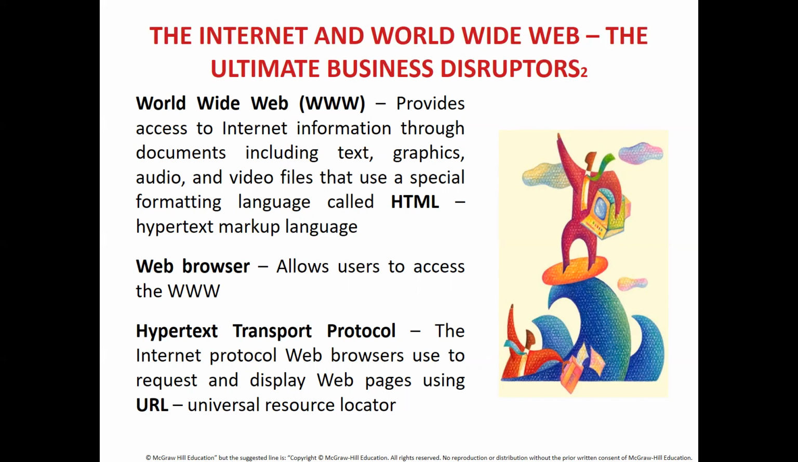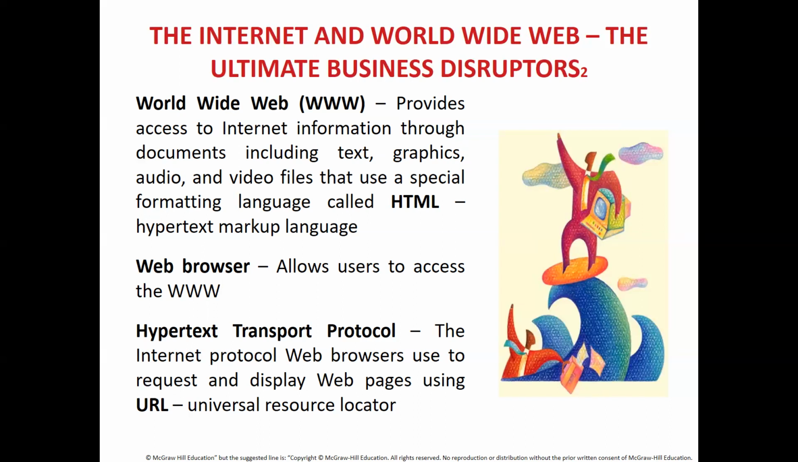A web browser allows users to access the WWW. Now the WWW is the World Wide Web, so a web browser is basically software that allows you to browse through the World Wide Web. Examples of browsers: you have Google Chrome, Mozilla Firefox, Waterfox, Internet Explorer, and many more, okay? These are all examples of web browsers.